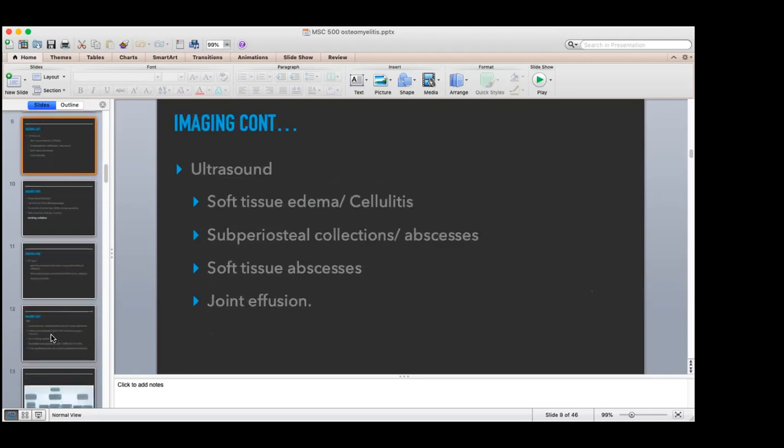The other imaging modality that we commonly use in children is ultrasound. So this is to assess any soft tissue edema. We will assess subperiosteal collection, so they might have abscesses collecting. You can also have soft tissue abscesses, and that can extend into the joint. You can have a joint effusion or even pus in the joint or pus in the muscles.